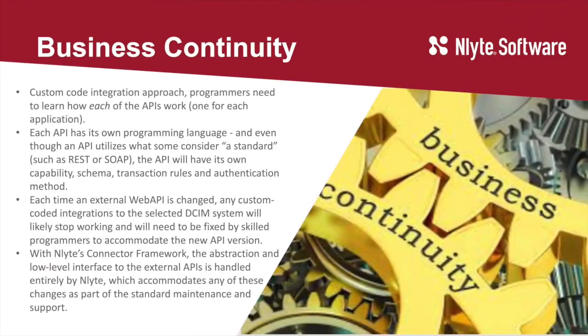So we've sort of touched on this item previously in our other bullets, but a key fundamental value of using a pre-built connector with a communications framework is business continuity. With a custom code integration, programmers ultimately have to learn how to use the APIs for each application. And each API has its own programming language. And even though there may be standards used like RESTful or SOAP APIs, they all have their own capabilities, schema, transaction rules, and authentication method.